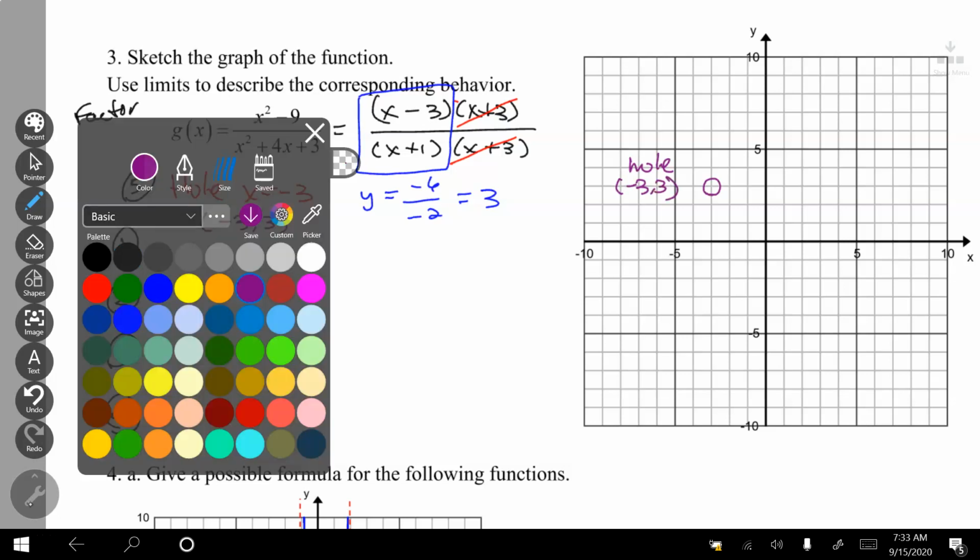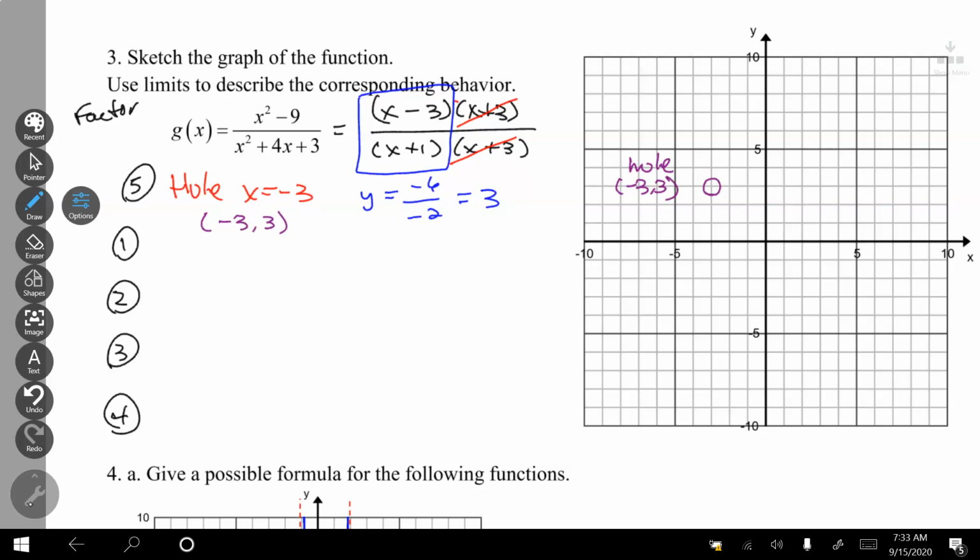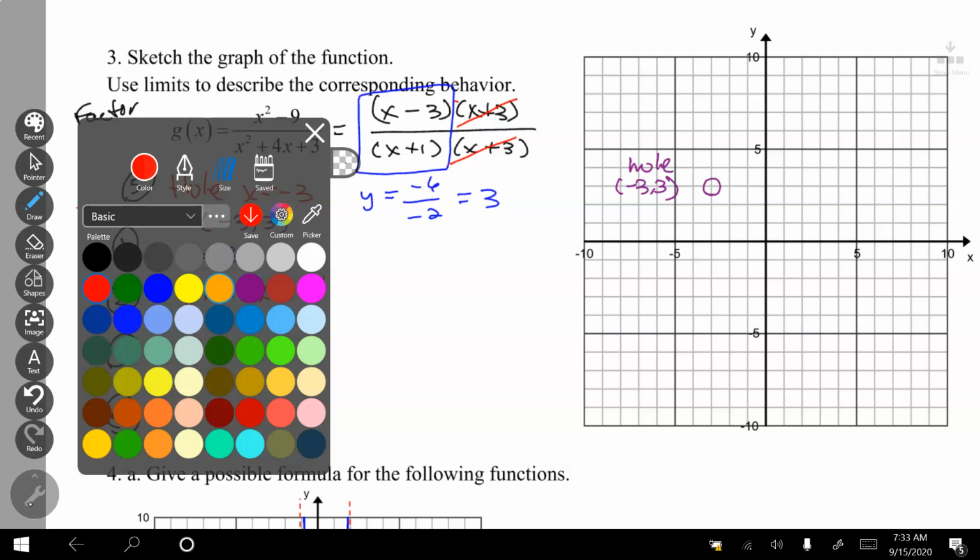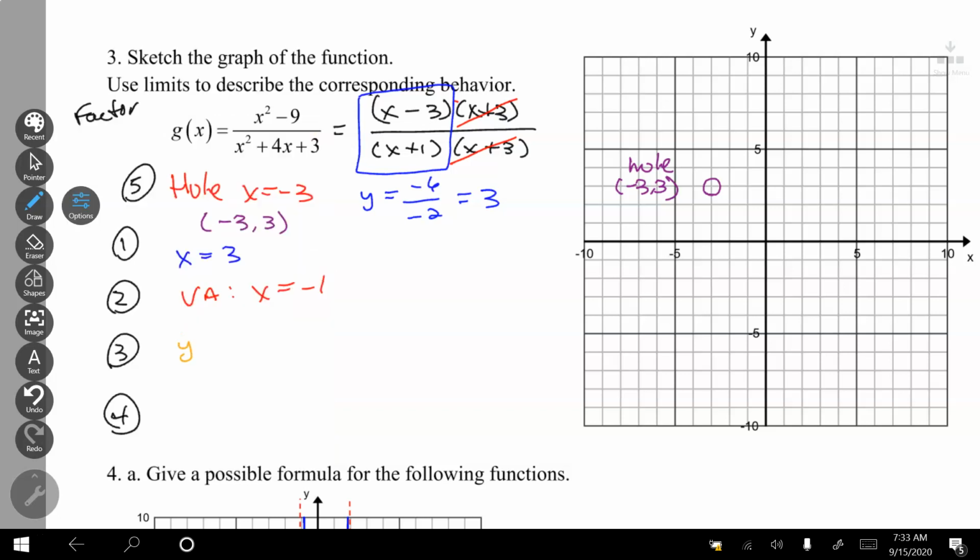Now I'm going to do my features. The x-intercepts come from the numerator. Well, the only thing left in the numerator is x equals 3. The denominator is the VAs, and my VA, the only thing left over in the denominator is x equals negative 1. My y-intercept, well, I plug in 0.